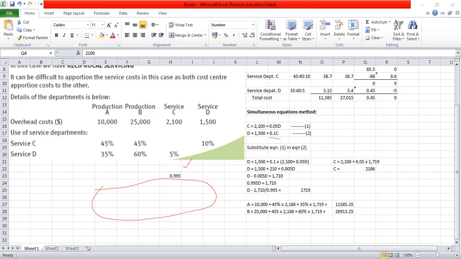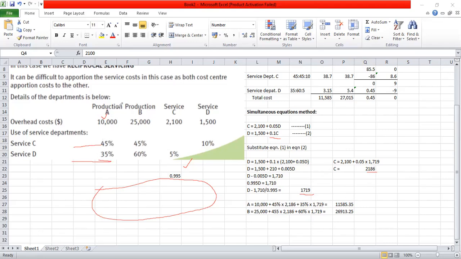A is equal to 10,000 which it has spent plus 45% from C. Now C is 2186, so 2186 into 45%, plus 35% from D. D now is 1719, so 1719 into 35%. So the amount is 11,585.